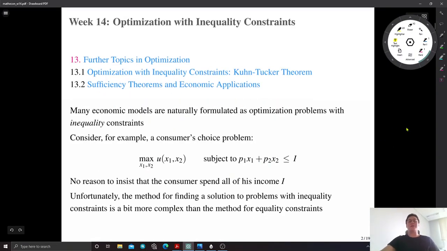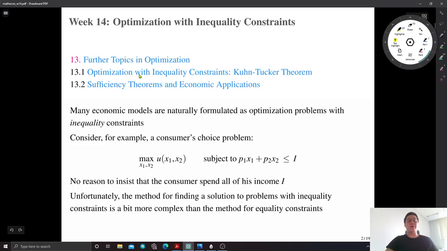So in this last video, I'm going to address just one topic in chapter 13 of our textbook. Although there are many important topics in that chapter, let me just talk about the Kuhn-Tucker Theorem. I chose the most important one in that chapter. The Kuhn-Tucker Theorem tells us how to find a solution to optimization problems with inequality constraints. So in this last video, we are going to study inequality constraints.